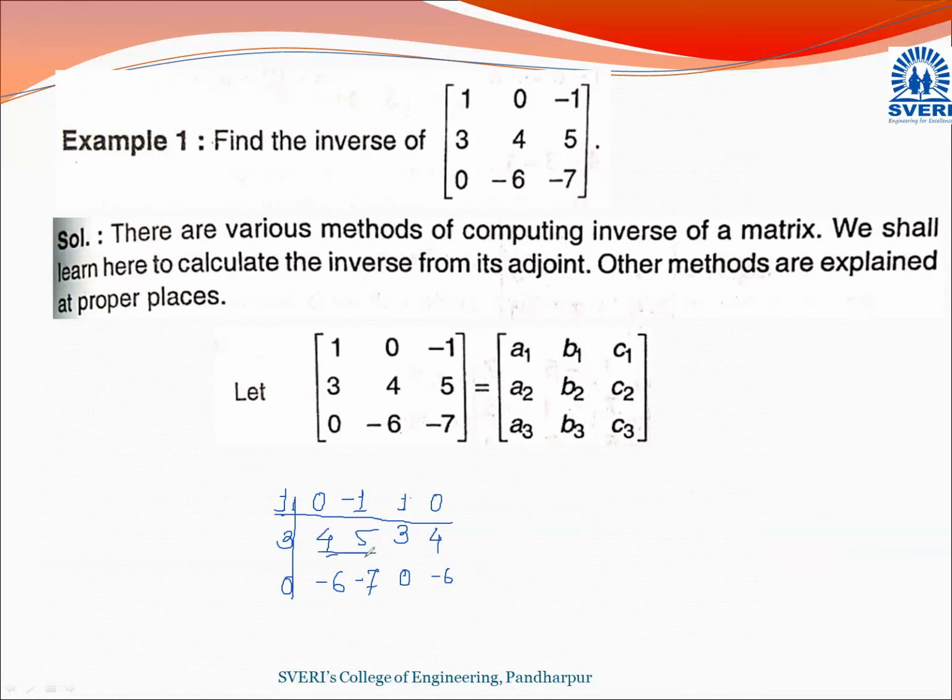Then taking that, here also we are writing that term 1, 0, minus 1, 1, 0. Then next one is 0, minus 6, minus 7, 0, minus 6. So look at that. First, taking that, A inverse is equal to 1 upon determinant of A into. Look at this.